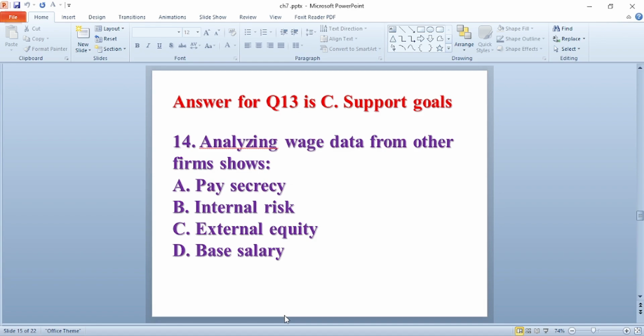Question number 14. Analyzing wage data from other firms show dash. A. Pay secrecy, B. Internal risk, C. External equity, D. Base salary. The answer for this question is C. External equity.